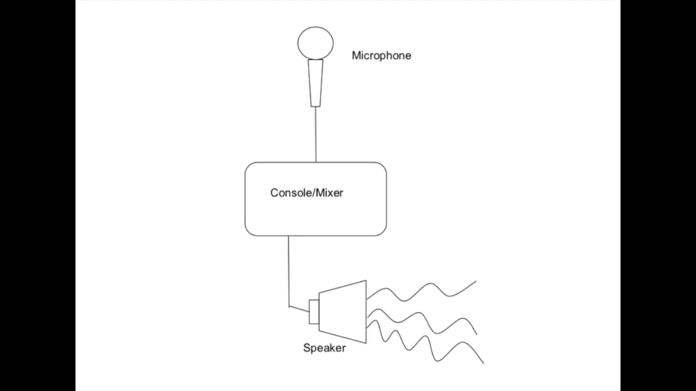Here's an example of the most basic signal flow chart that includes only the elements that we've talked about so far in this program: the microphone, the mixer, and the speaker.